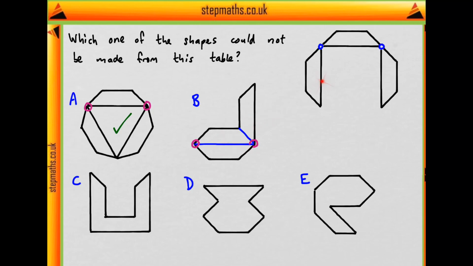And how can we make the shape from that? Well, you can imagine this trapezium swinging upwards and the other one coming in to the bottom to fill its space. So this looks like it can definitely be made from the table.